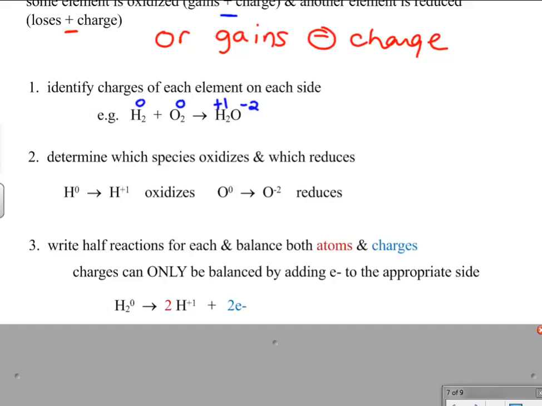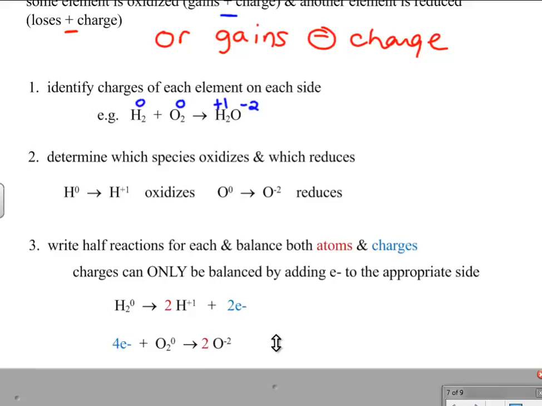What we're going to do now is write the half reactions for oxidation and for reduction, and we're going to balance the atoms first, and then we balance the charges. So if we start out with hydrogen, we have H2 on the left, so we need 2 hydrogen ions on the right. Total charge on the left is 0, so we need 2 electrons on the right. Can only balance charge by adding electrons.